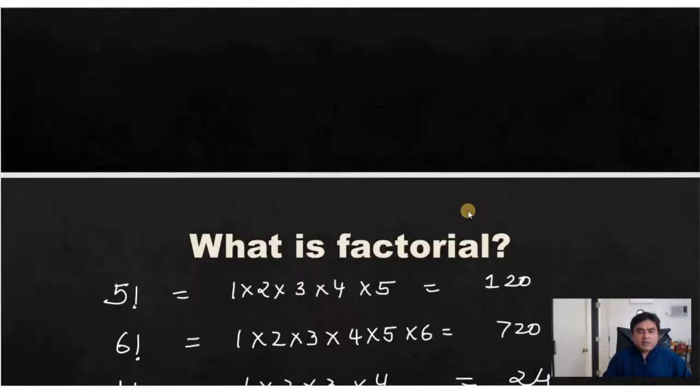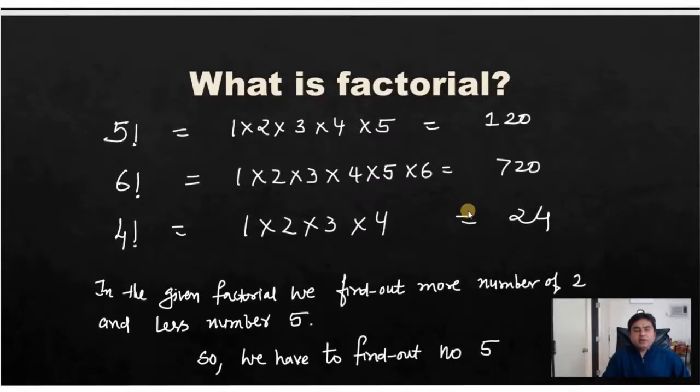Next question, what is factorial? When there is a factorial, let's say it is 5 factorial, you have to start from 1 and go up to 5 and multiply the numbers coming in between. So 1 into 2 into 3 into 4 into 5 is 120. So 5 factorial is 120.